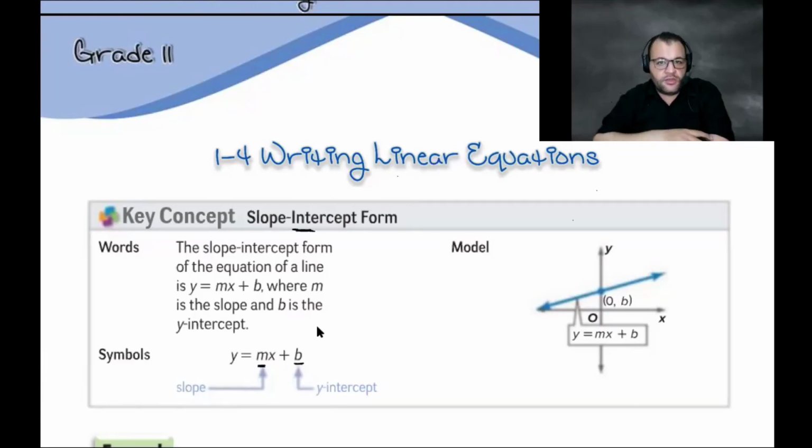What is the meaning of y-intercept? The initial amount, or the point of intersection between the line and the y-axis, or the value of y when x equals 0. That is the meaning of the y-intercept, or b.